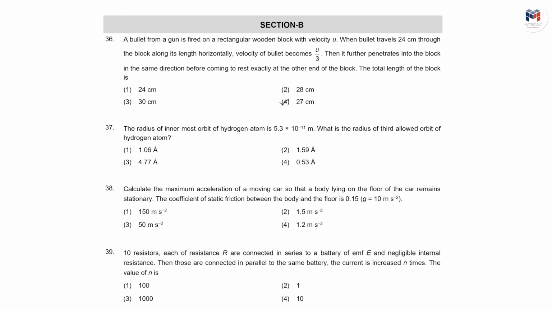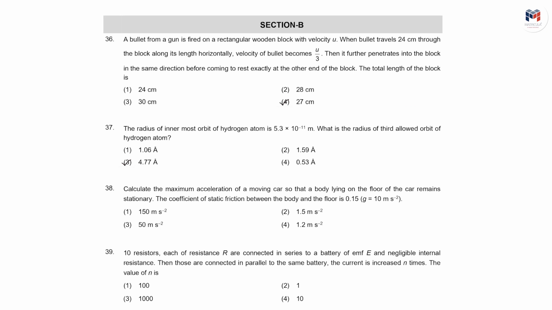Question number 37. The radius of innermost orbit of hydrogen atom is 5.3 multiplied by 10 to the power minus 11 meter. What is the radius of third allowed orbit of hydrogen atom? The answer is option number 3, 4.77 angstrom.